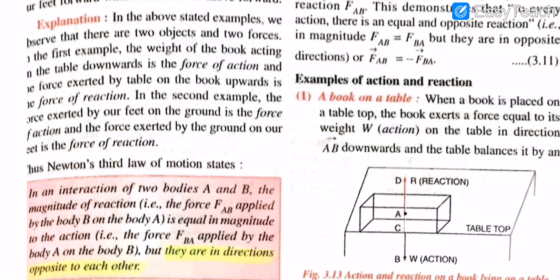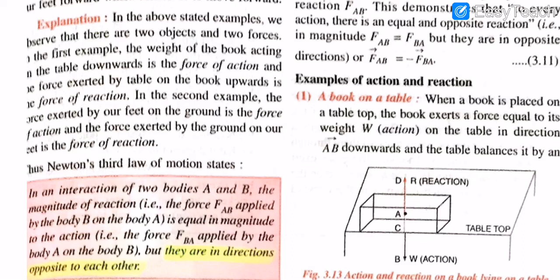Well, the explanation is, in the above stated examples, we observe that there are 2 objects and 2 forces. In the first example, the weight of the book acting on the table downwards is the force of action, and the force exerted by the table on the book upwards is the force of reaction. This means that, let's take an example from chemistry over here. We know in chemistry that when 2 substances go under a chemical action, it results in a chemical reaction.